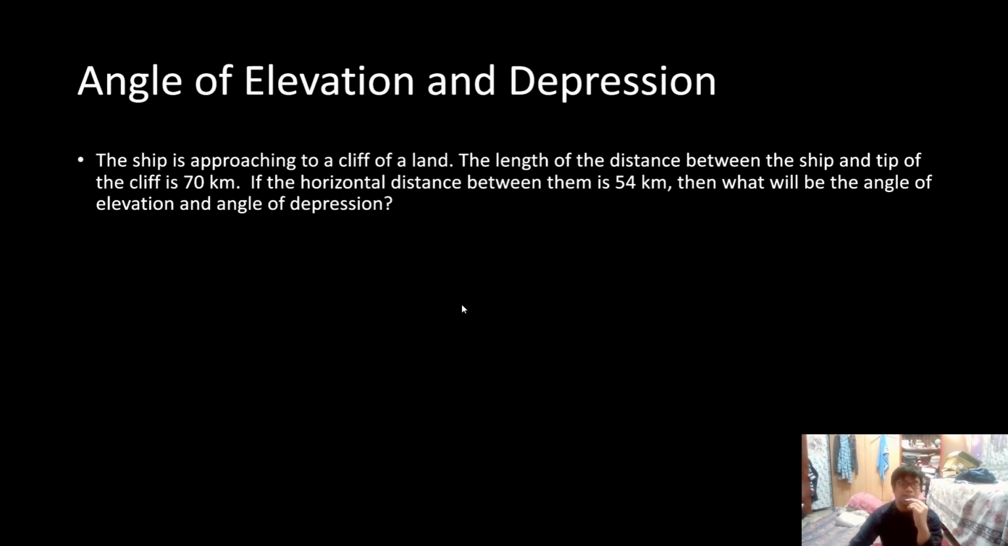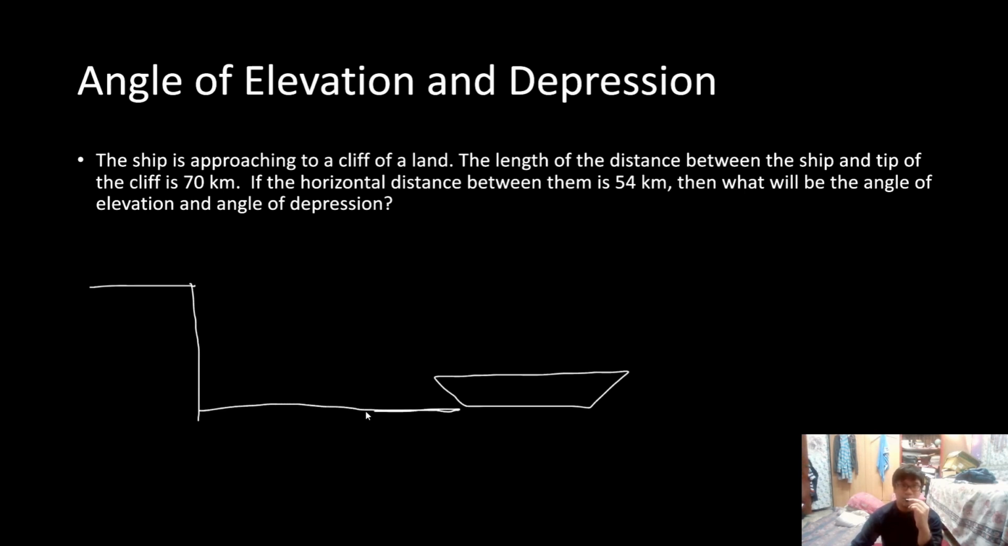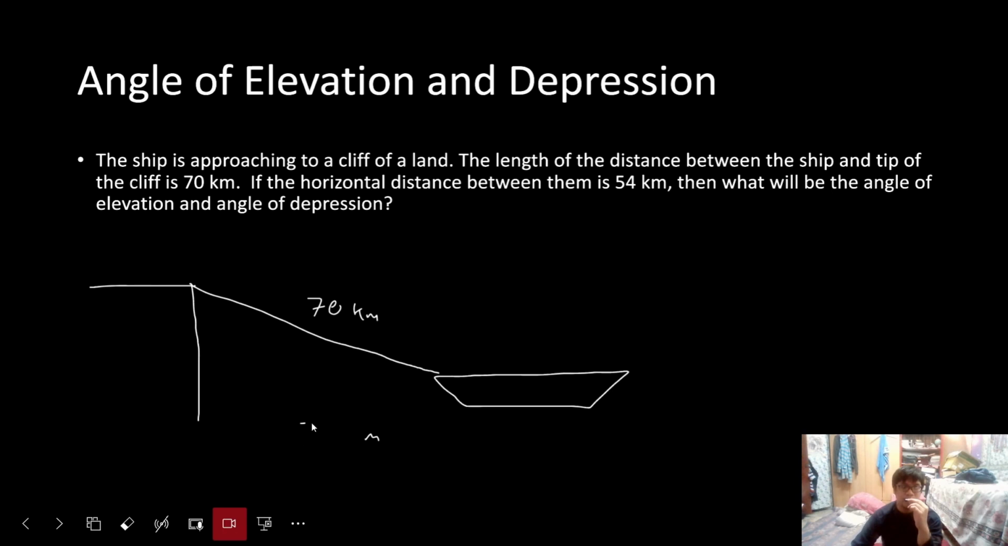Take a look. This is a land, and there's a cliff, and there's a ship. Horizontally speaking, the distance between them is 54 kilometers. And the distance between the ship and the tip of the cliff is 70 kilometers. Wait, I was wrong. We're going to put 54 kilometers here. There we go. 54 kilometers. That's the horizontal distance.